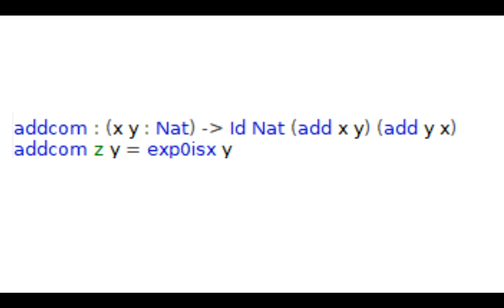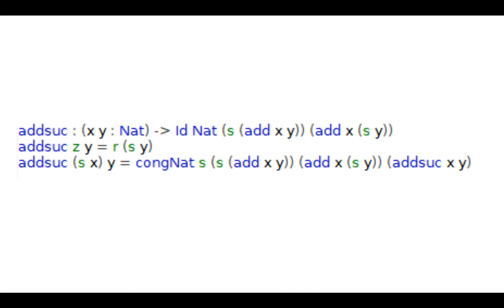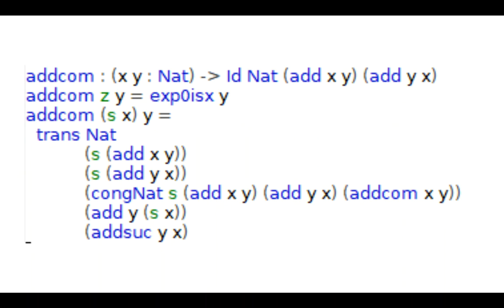Then you need a couple more lemmas for the inductive case. So for instance, you need to prove transitivity of equality, and then you need to prove this kind of awkward lemma that will pull the successor out of one branch of addition into the top of the other branch of addition, which itself uses that other lemma. And then you can build up your proof that addition is commutative.